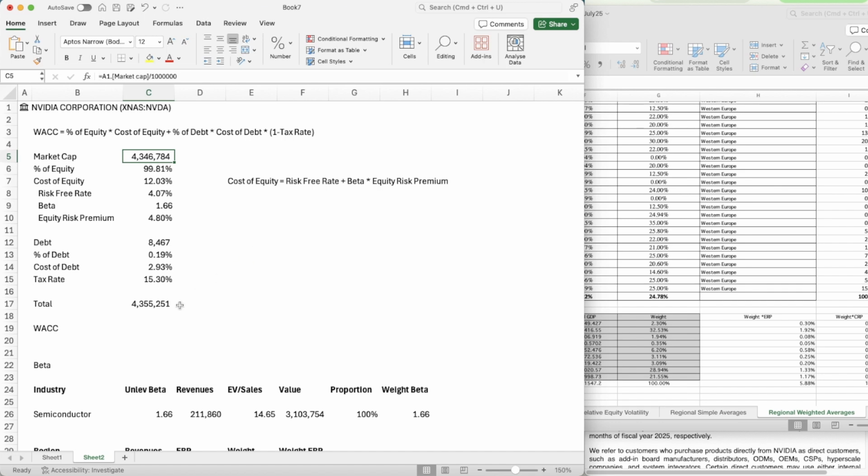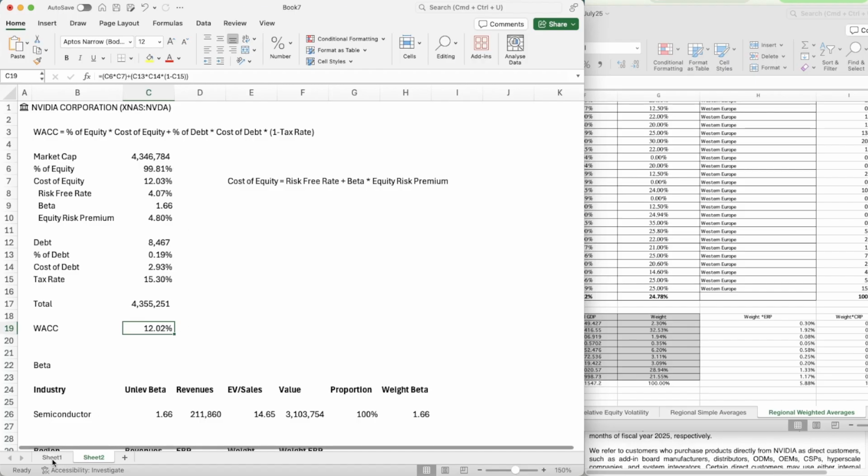Okay. So the WACC now, all we do is go equal, open your brackets, take your percentage of equity multiplied by your cost of equity, close brackets, add, open brackets, your percentage of debt multiplied by your cost of debt, multiplied by 1 minus your tax rate, then double bracket at the end. There we have it. 12.02%. And it's going to be pretty much the same as the cost of equity because the company is 99.81% equity.